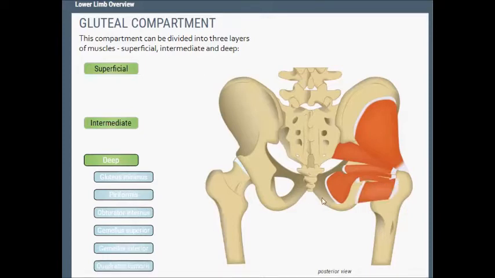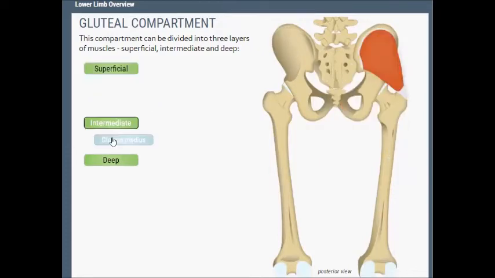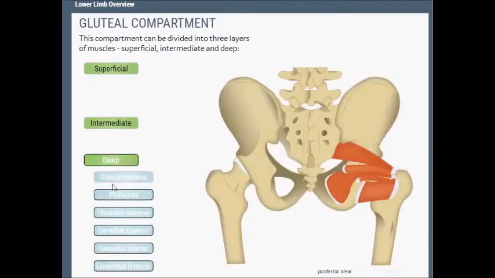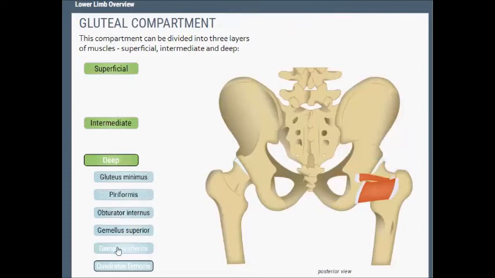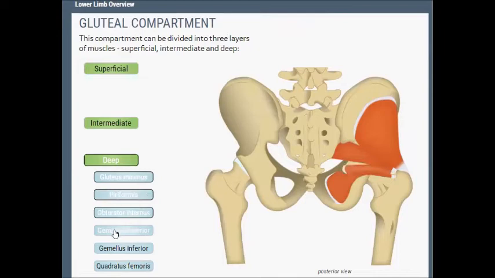This is quadratus femoris. This whole part also takes part in forming the diaphragm or perineum of the hip. Also, these muscles help in movement. So again, just revise it. On the superficial, there are two: gluteus maximus and tensor fascia lata. Then in the intermediate, there is only one: gluteus medius. Then in the deeper one, there are six muscles specifically: gluteus minimus, piriformis, obturator internus, gemellus superior, gemellus inferior, and quadratus femoris. First of all, we have to remember the names of each muscle.